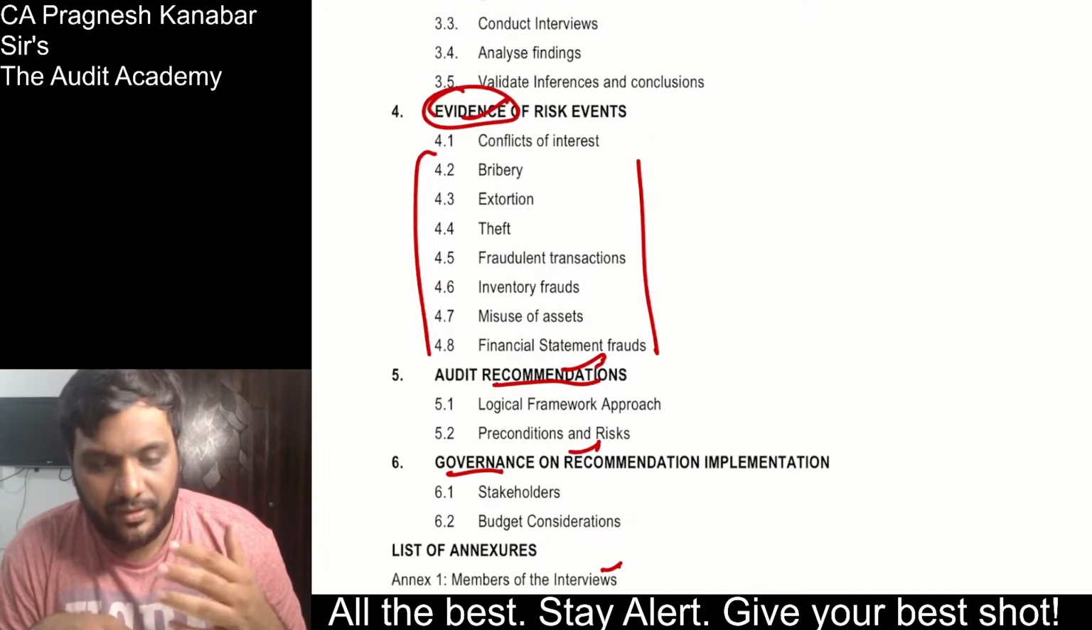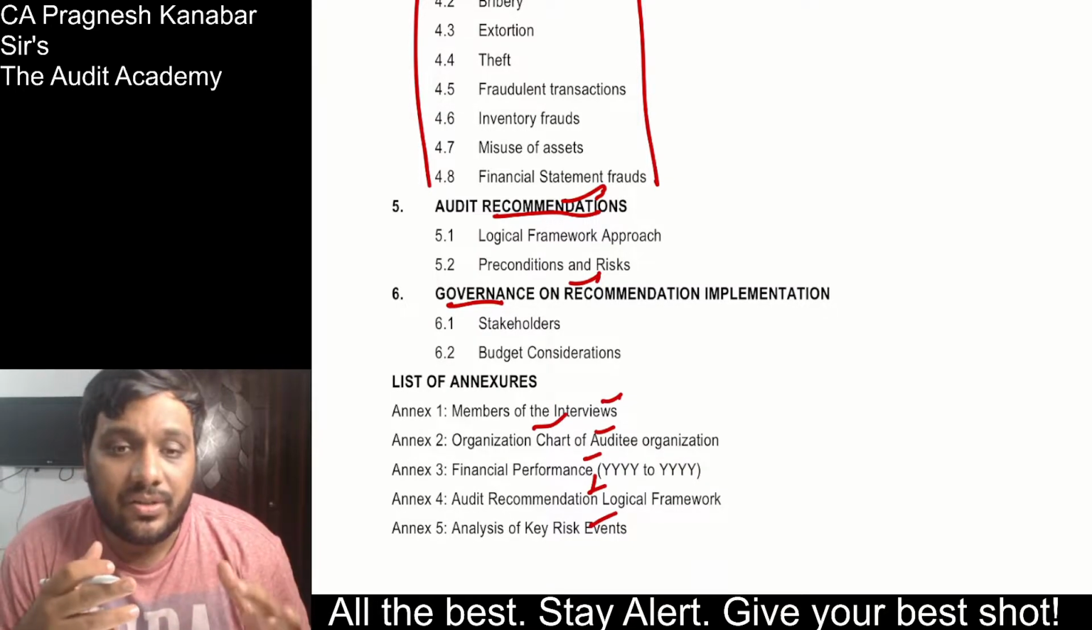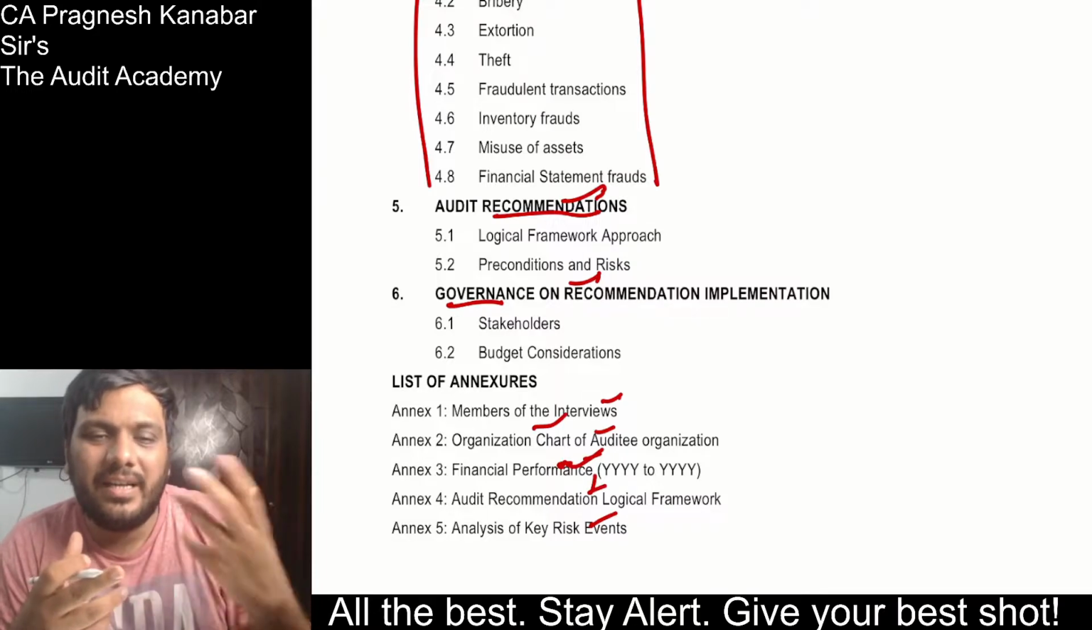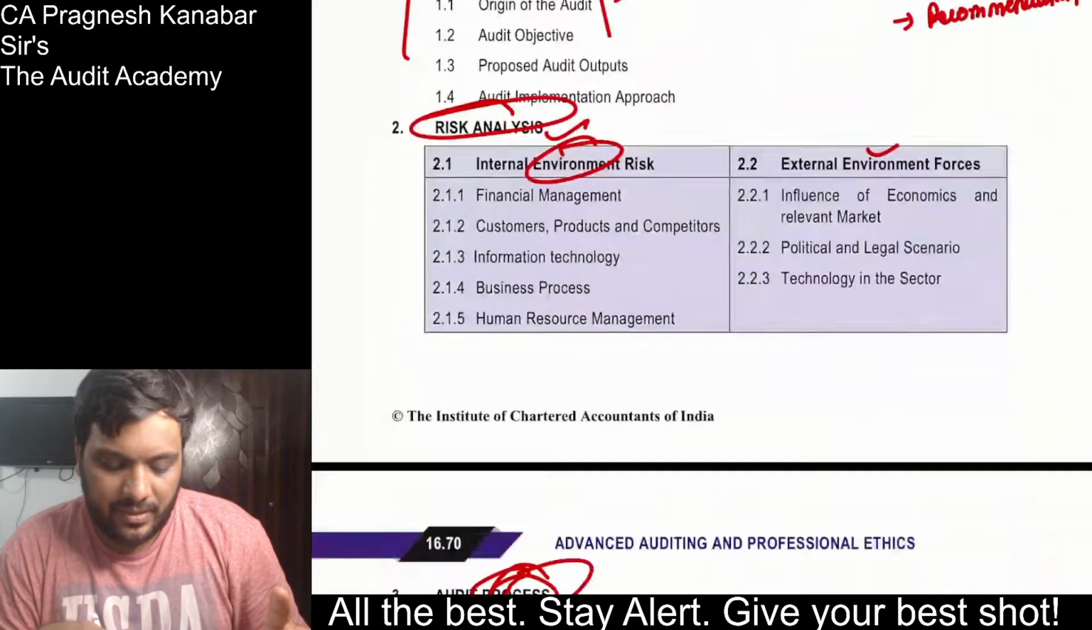And while doing this forensic audit, who are the members who were interviewed by you, and what was the organization chart that you have used. Then some more detailed analysis can be given as an annexure basically. All right, yes.